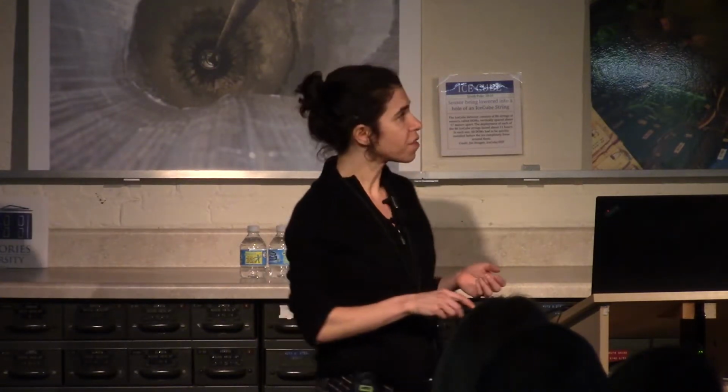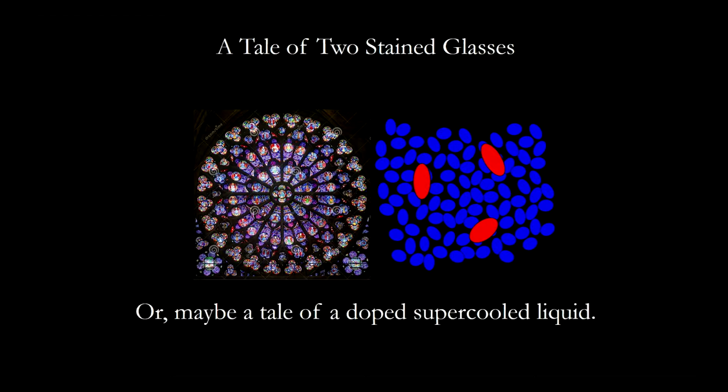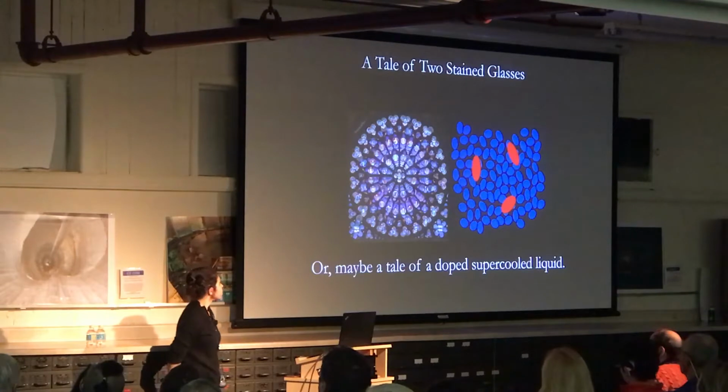Unfortunately, we can't do this, but we do the next best thing, which is we stain our glass. We stain our supercooled liquid. In fact, it's a doped supercooled liquid. So what do we put in there? We put these big red ellipsoids in there. They're not that big, and well, they are kind of really red.